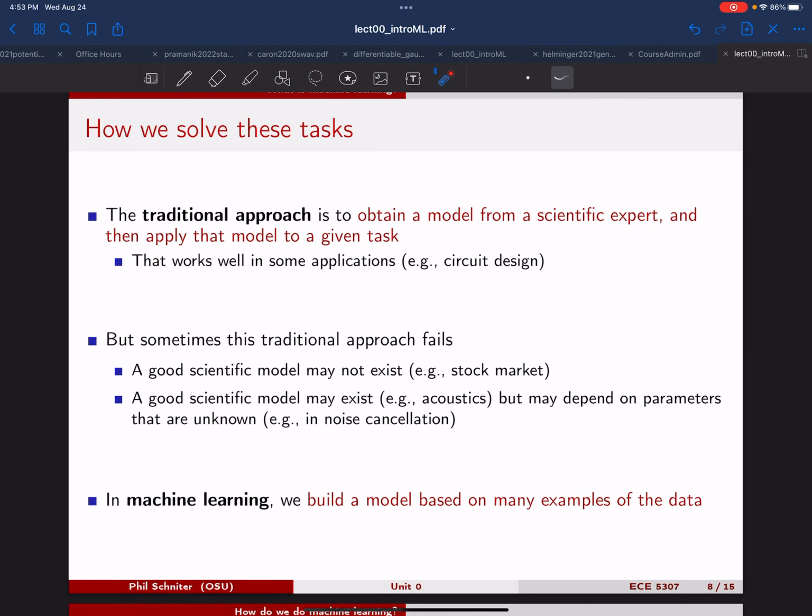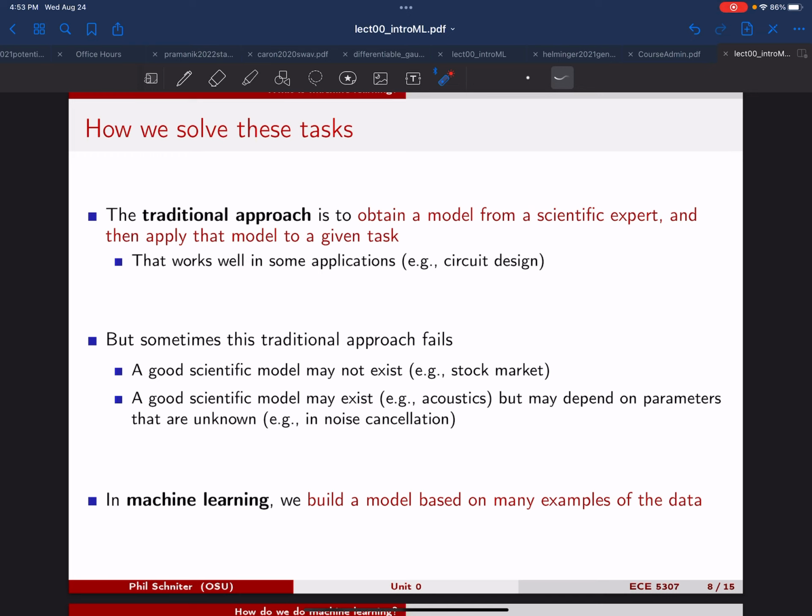So I talked about this a little bit already. The traditional approach, the classical approach, is you obtain some sort of model from a scientific expert or business expert or whatever, and then you apply that model to your task. And there are times when this is exactly what you want to do. Like if you want to design a circuit, you want to use Ohm's law, right? You want to use that basic knowledge. You don't have to reinvent the wheel, so to speak, to design a circuit.